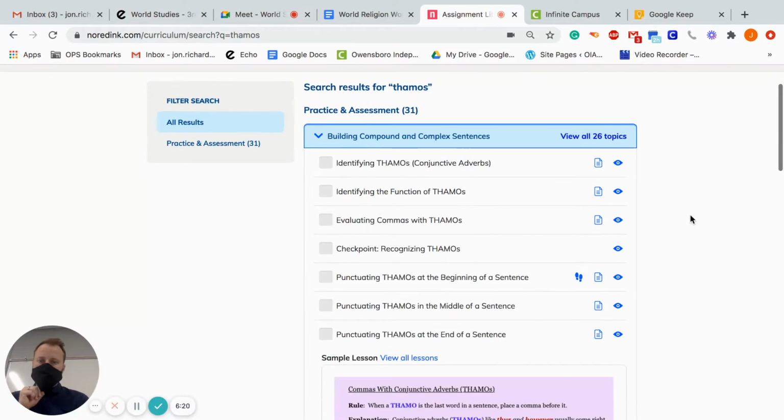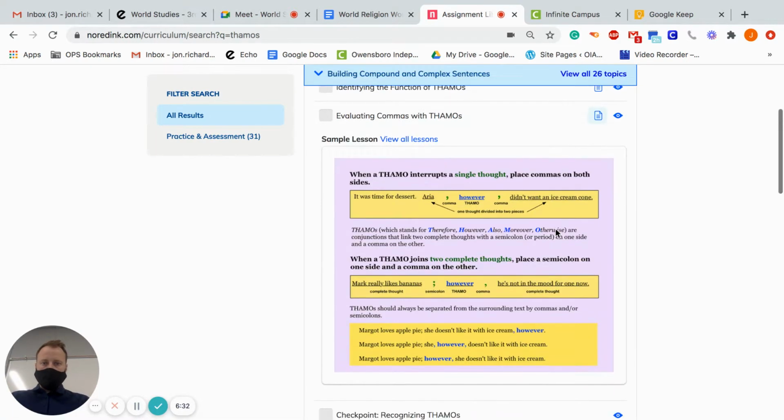So the big one that is kind of tough is, I believe, this evaluating commas with Thamos. Okay. So let's take a look at this one. And essentially what it's saying is that whenever it is in the middle of a sentence, you put commas around both sides of it, okay? Whenever it is at the beginning, you put a comma at the end of the Thamos. And when it is at the end of a sentence, you put a comma before it, okay? So the big idea here is the Thamos interrupts sentences, okay? So you use commas to show that interruption. And depending on where it is, you put commas around it, okay?